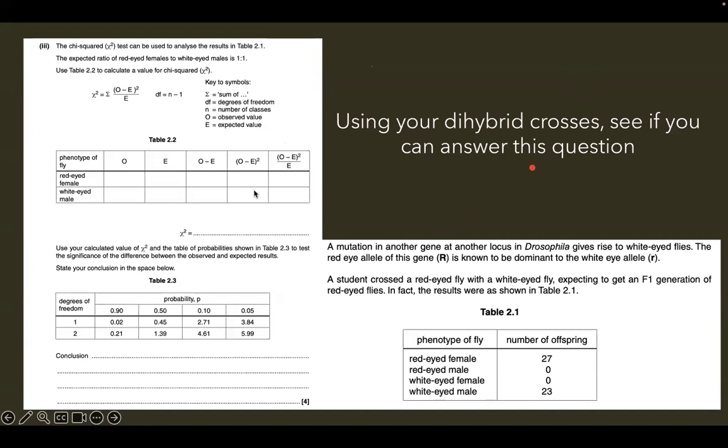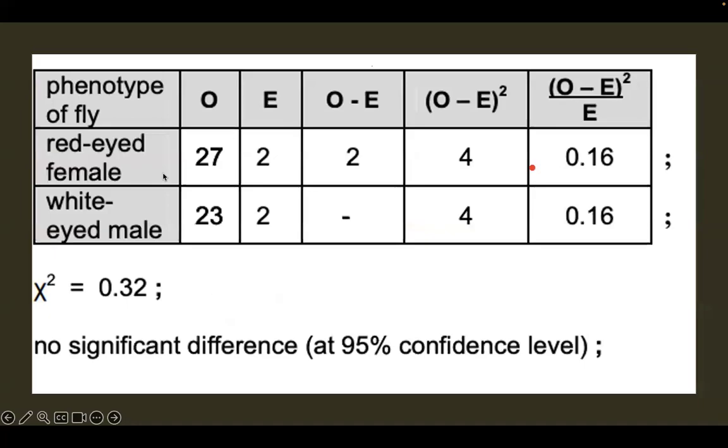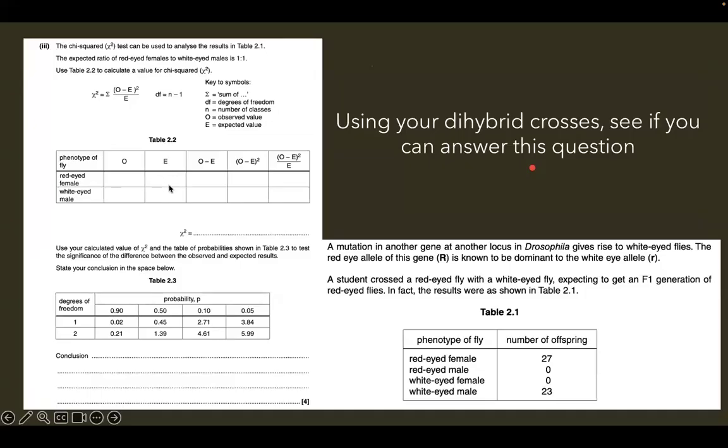Okay, so let's go through this question then. Our observed value for the red-eyed female would be 27, the white-eyed female would be 23. Now our expected value, because it's a 1-to-1 ratio, whatever number you put in for your expected, it would be the same. So in the case of this question, let's add the ratios together, to get 2. So then you'd have two expected red-eyed females and 2 white-eyed males. You'd then do the observed minus the expected and square that.